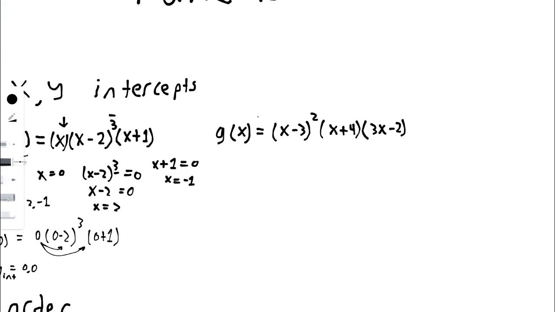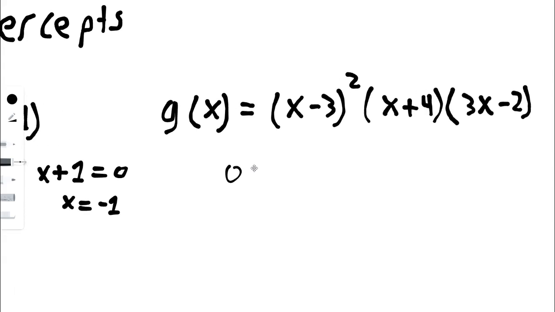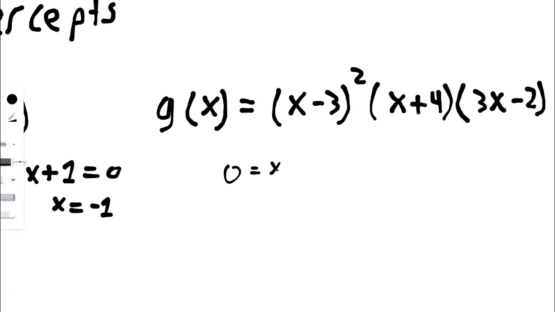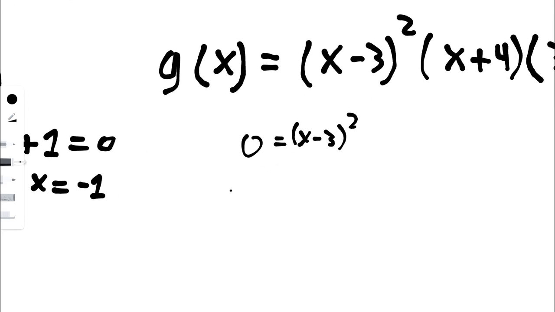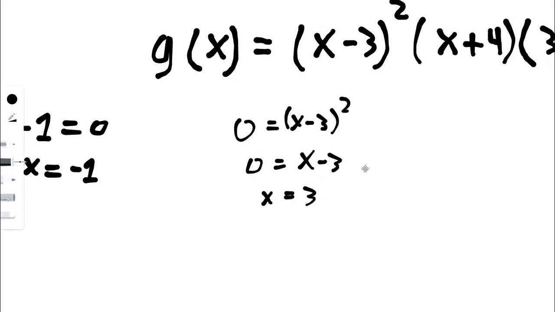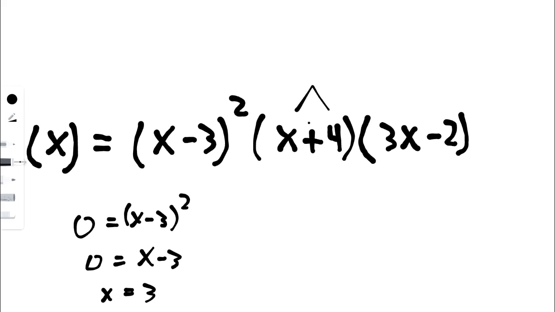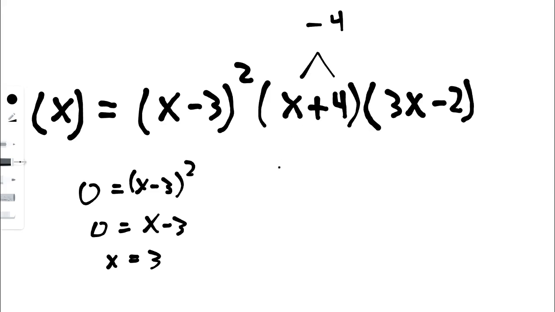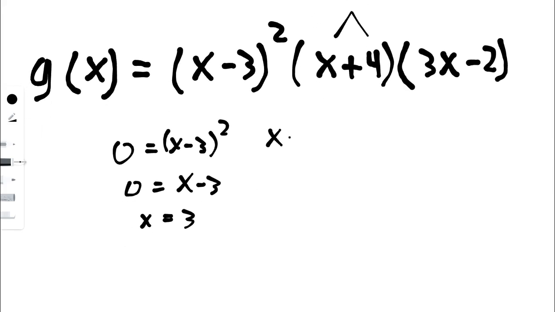All right, let's look at this one. So let's solve for the x-intercepts first. So 0 equals x minus 3, and then it's squared. So you're going to do square root of both sides. Square root of 0 is equal to 0. So 0 equals x minus 3, x equals 3. And then this one right here, we can just look at it really easy. If x equals negative 4, then this whole term would equal 0.